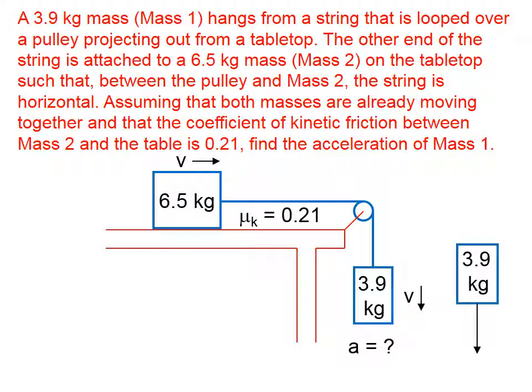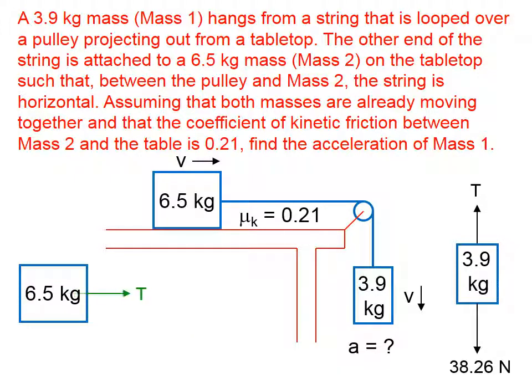Weight is of course equal to m times g. So 3.9 times 9.81, 38.26 newtons. Then we have a rope that is pulling upward with some tension. How about the other mass? It's a 6.5 kilogram mass. It has a tension pulling it to the right, which is the same tension that's holding mass 1 up. What other forces do we have on this 6.5 kilogram mass?